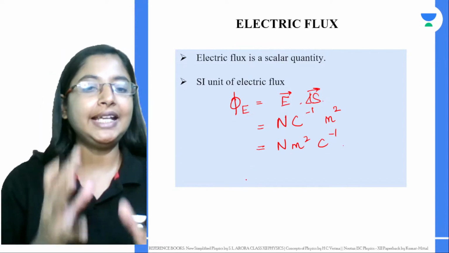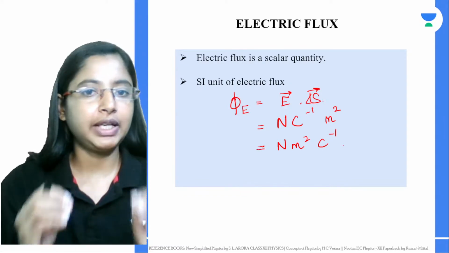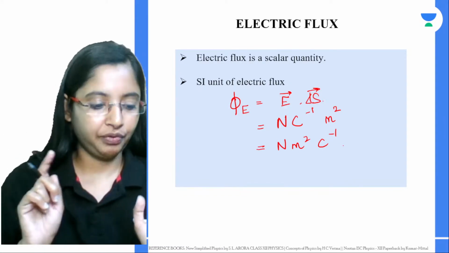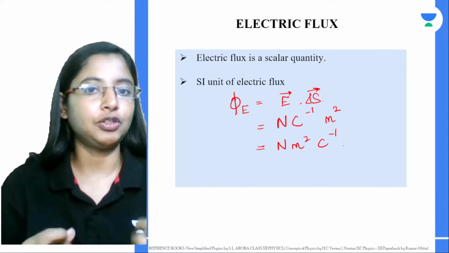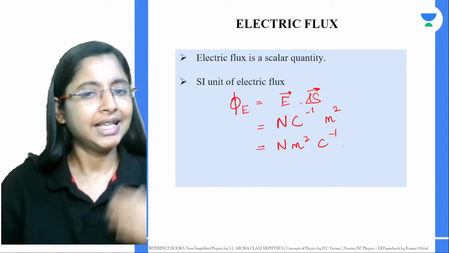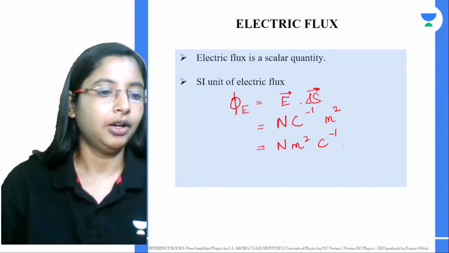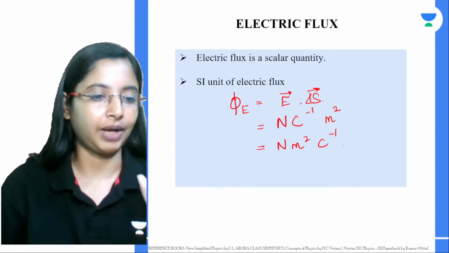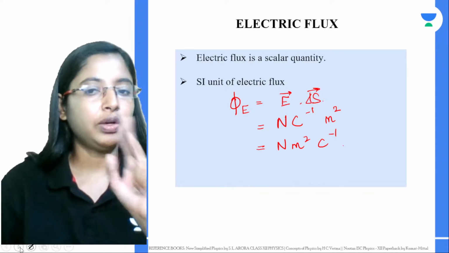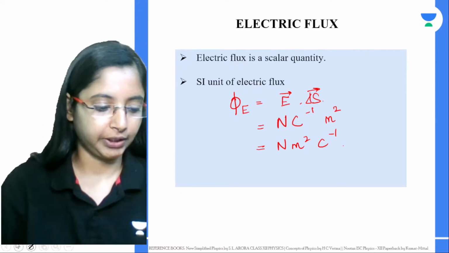Now for any region, if you want to find the electric flux, it is very simple: how many electric field lines are passing through a given area? That gives you the electric flux. The same concept will be used to define magnetic flux as well: how many lines of force are passing through a given area. That is basically your flux. Though it is a product of two vector quantities, it is a scalar quantity.